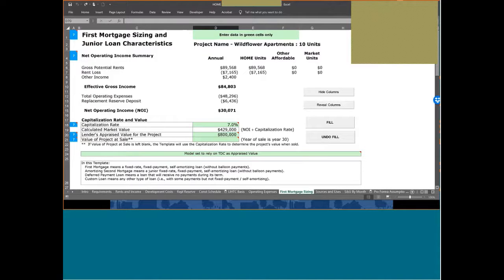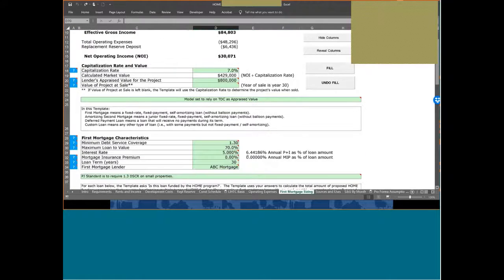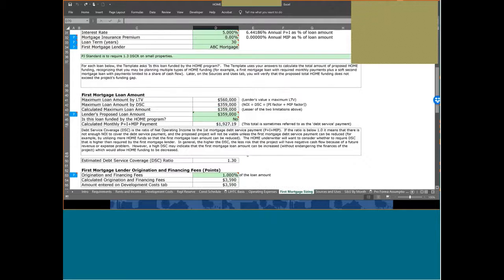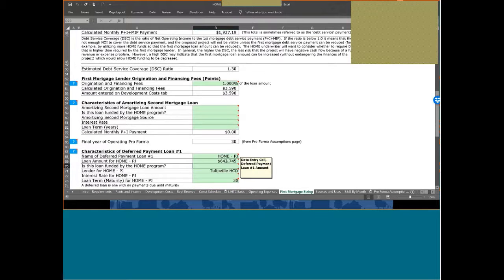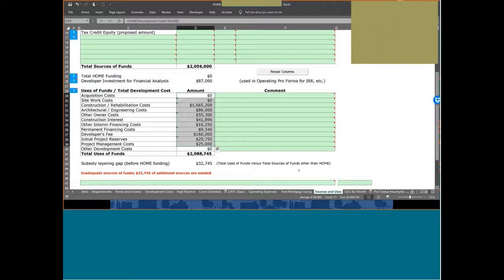Yeah, thanks. I mean, this is a deep topic. Let's say we had this problem, and I could just illustrate this as quickly as possible. Let's go back to first mortgage sizing, and let's say that we were really limited, and we didn't have 642, we had $610,000. That's it, we're out of money. If we go back to sources and uses, we can see that there's a gap now of 32.